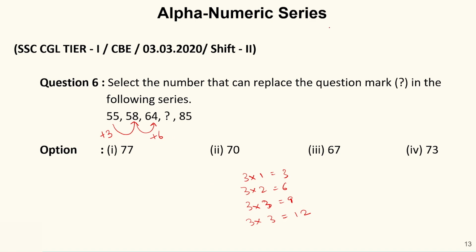So let us check if it follows. If I add 9 to 64, what will I get? I'll get 73. And if I add 12 to 73, what will I get? 85. So this logic is following. This logic is correct. And if this number is 73, it follows logic with both 64 and 85, because we are adding 9 here and we are adding 12 here. So it follows the logic with both the next number and the previous number. Hence 73 will be our answer. So option number 4, 73.